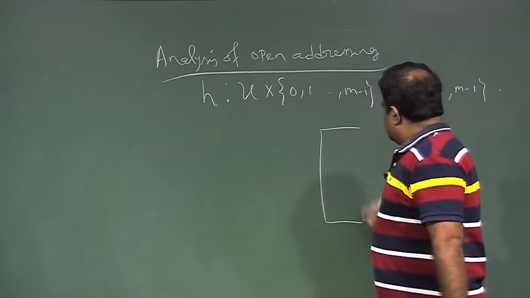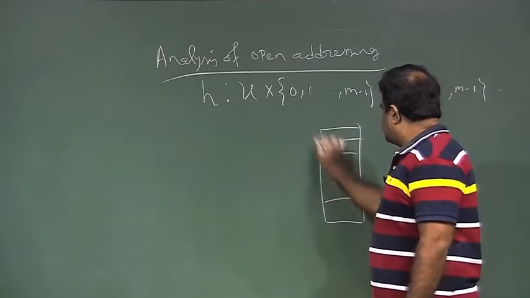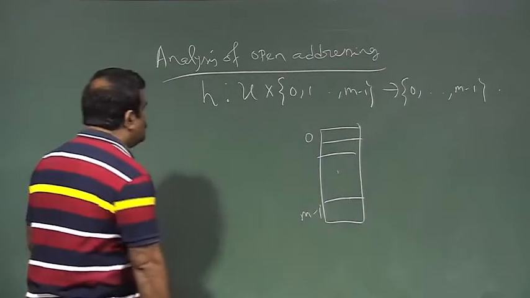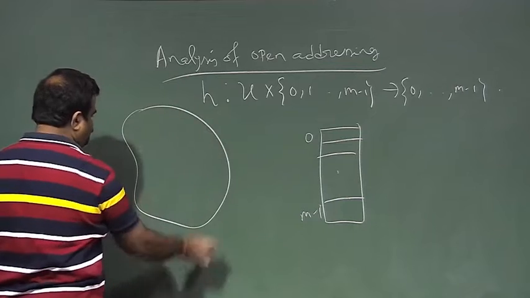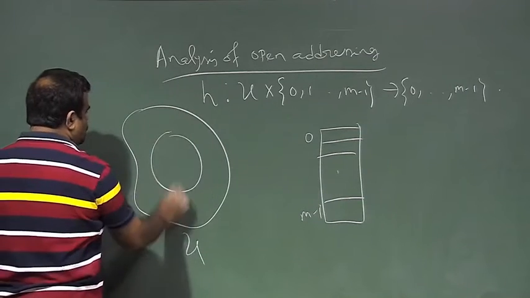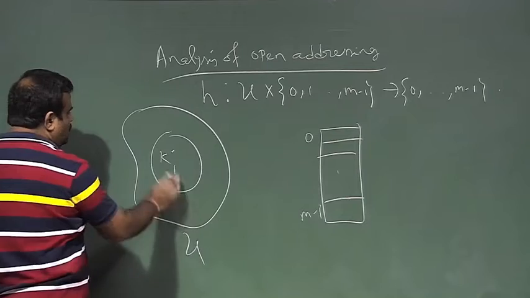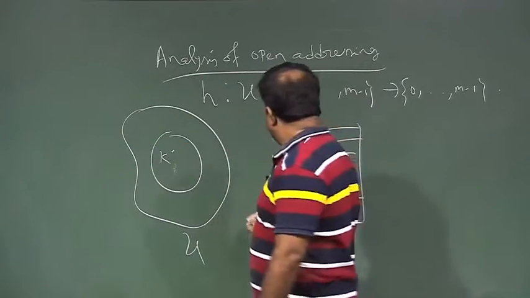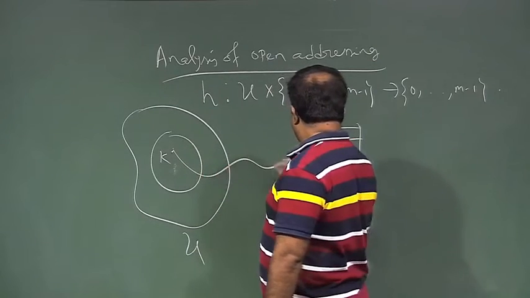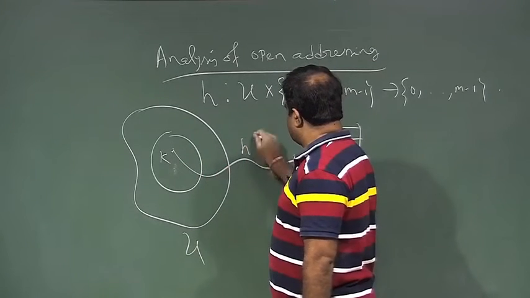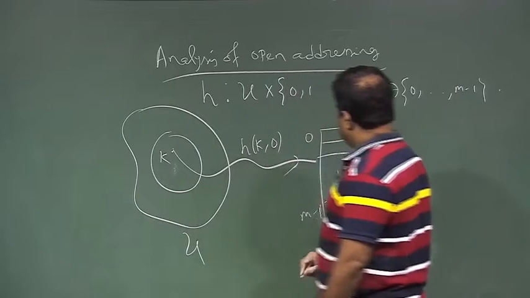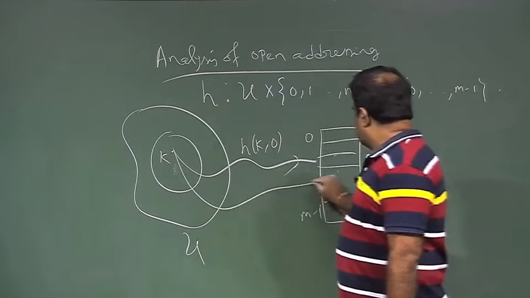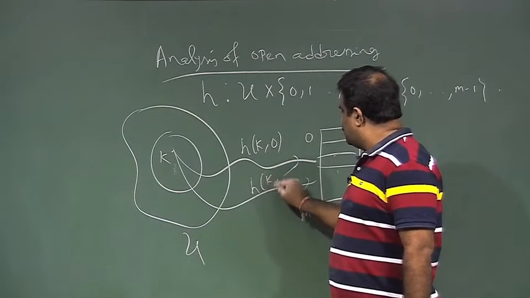We have a hash table of size m, slots 0 to m minus 1, and this is the set of keys. Now if we insert a key, we apply the 0th probe, h of k comma 0, and if it hits some occupied slot, then we go for the next probe, h of k comma 1.